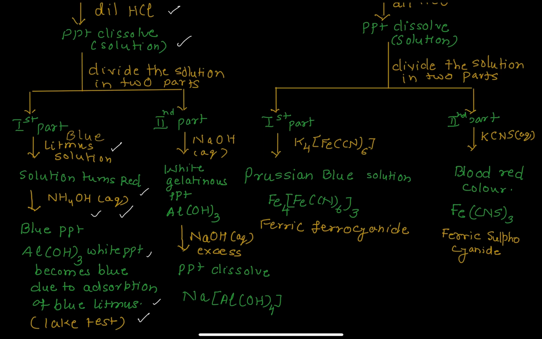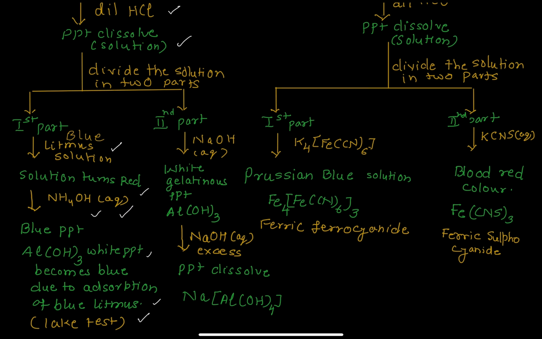Again, first of all, add blue litmus solution to the first part of the solution, and the color will turn red since the medium is acidic in nature. Then add ammonium hydroxide solution. The color of the red litmus will again turn blue, and the white precipitate of aluminum hydroxide will adsorb the blue litmus solution and turn blue. This blue precipitate floats in the transparent medium, giving the appearance of a blue floating lake, and that is why this test is known as lake test.